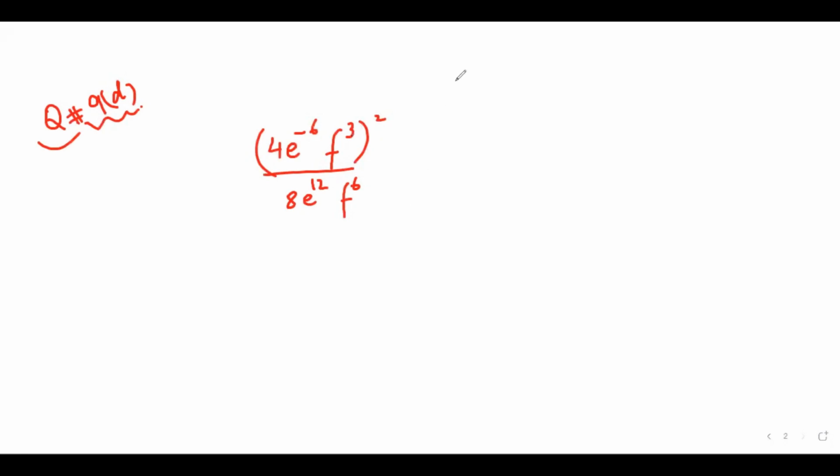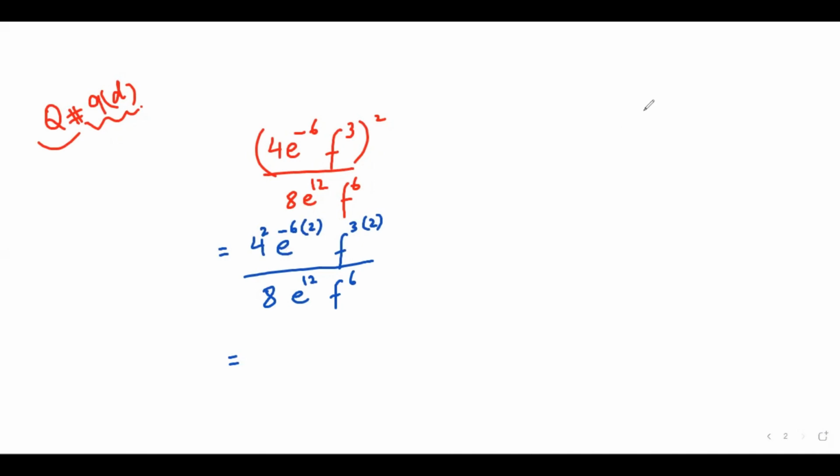First of all, we have to open this bracket. So it will be 4 raised to power 2, because 4 doesn't have any power before. But e raised to power minus 6 multiplied by 2, and f raised to power 3 multiplied by 2. In place of multiplication, I am just using the bracket. Is that fine for both of you? Over 8 e raised to power 12 and f raised to power 6.